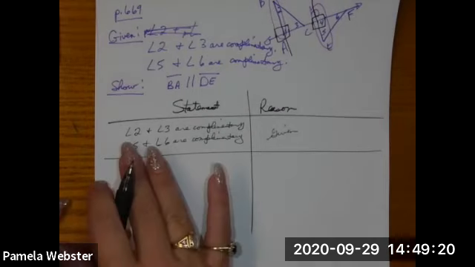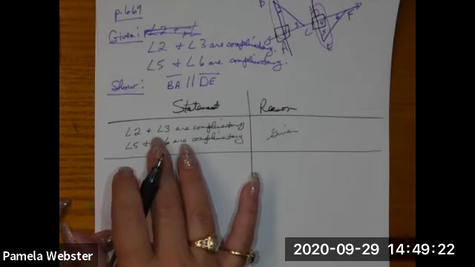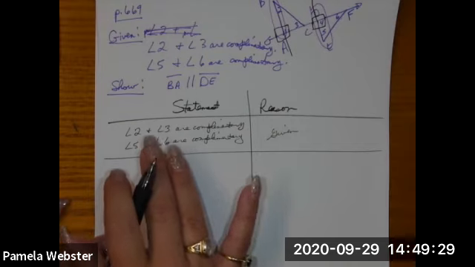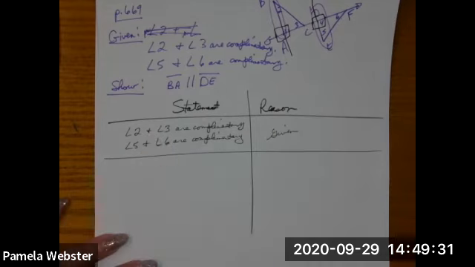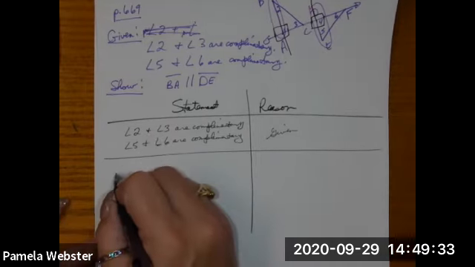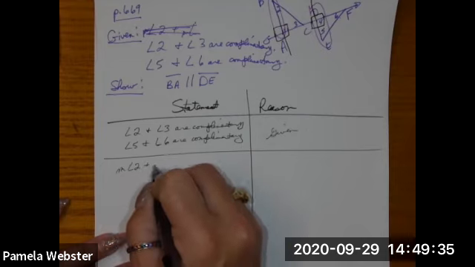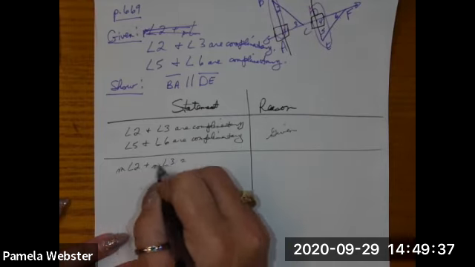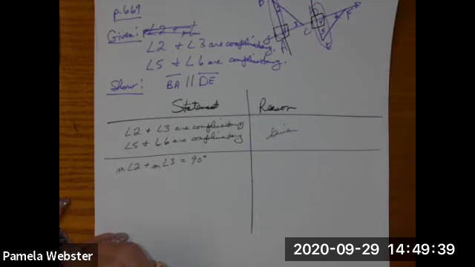Okay, what does it mean that they're complementary? Okay, they add up to 90 degrees, right? So I need to put that step in here. I can't just assume it. We have to define it off of that complementary. So measure of angle 2 plus measure of angle 3 equals 90 degrees.